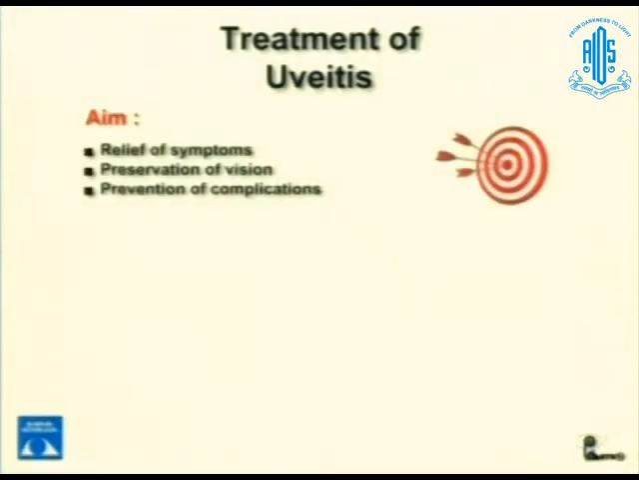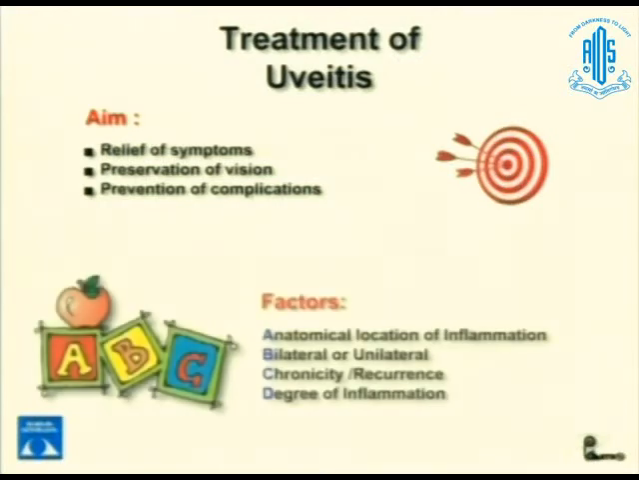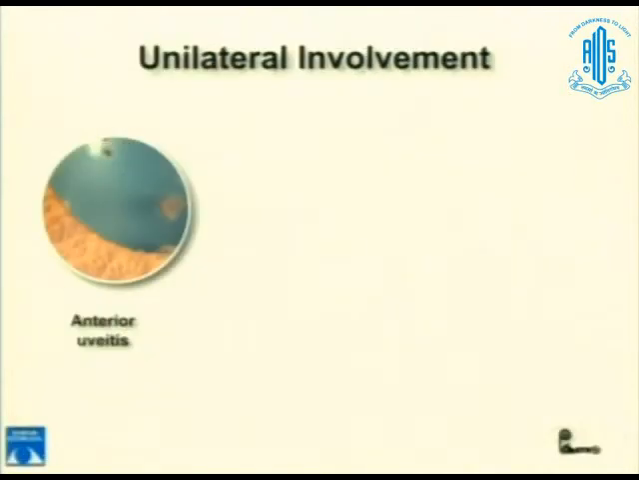So the aim of any uveitis treatment is relief of the symptoms, preservation of the vision, and prevention of the complications. The factors which modify it are the anatomical location of the inflammation, the laterality, bilateral or unilateral, whether the inflammation is chronic or recurrent, and what is the degree of inflammation. We'll see with the help of one example.